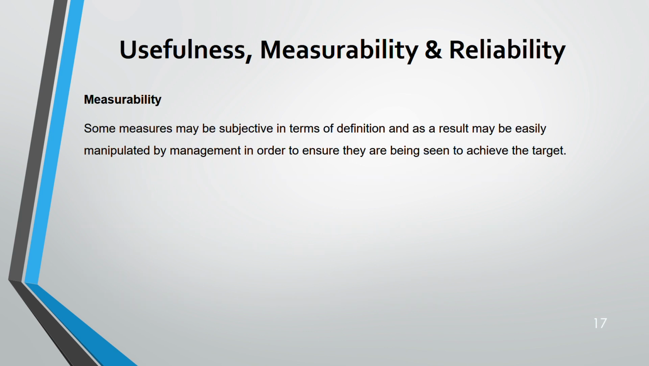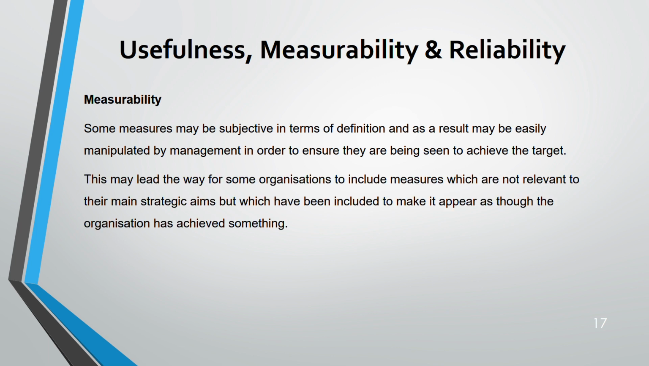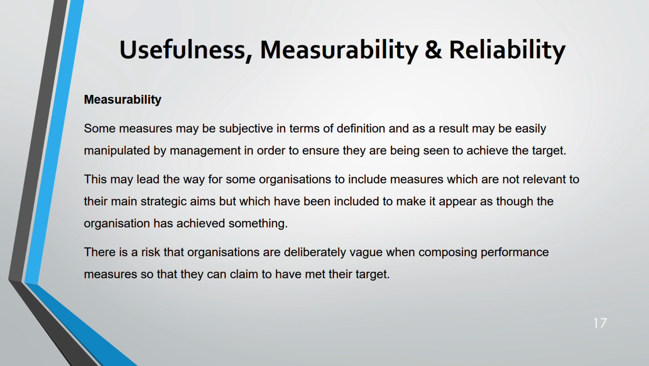Next is measurability. Some measures are subjective. So those measures can easily be manipulated also, because managers will easily show that you have met the target, whereas in reality, it is not so. That's why this may lead some organizations to include measures which are not relevant to their strategic aims. In this area, there's a risk.